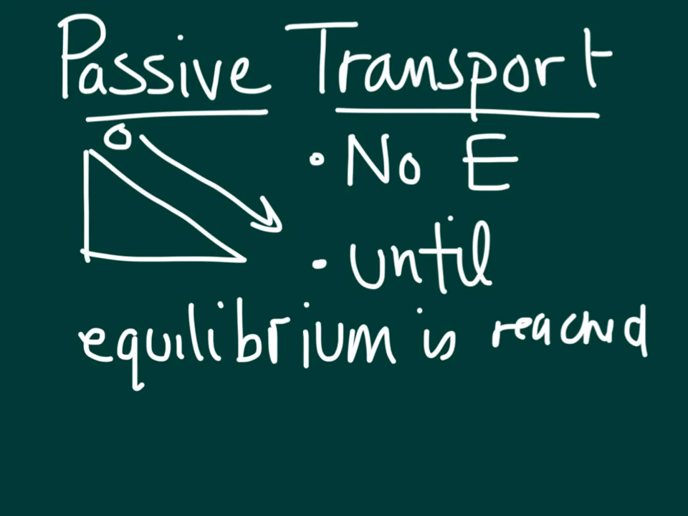Just a quick review of passive transport. Looking at passive transport, we already said that it occurs when substances diffuse down their concentration gradient, like we have here in this diagram, where it's moving from the top of the hill down, and because it's rolling downhill, no energy is required, and particles are going to move until equilibrium is reached.